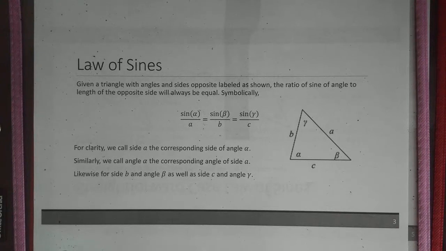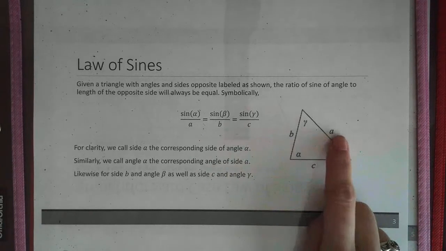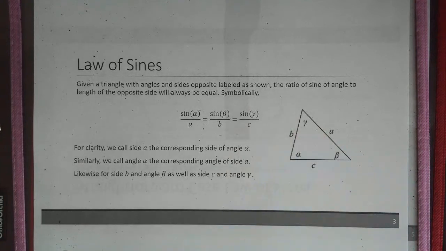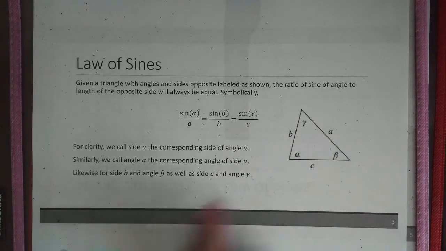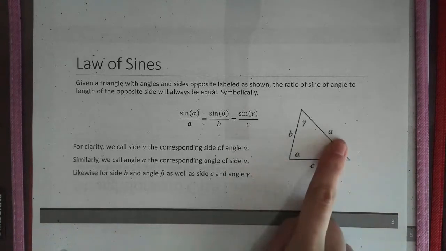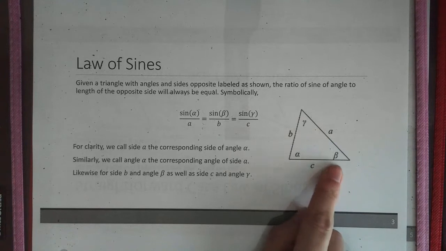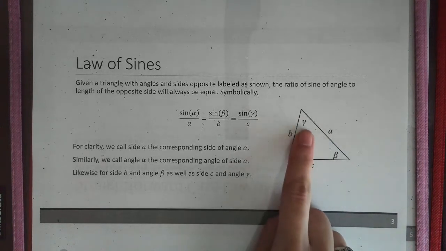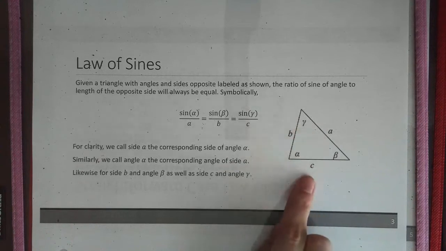You'll see we have a triangle here with side lengths A, B, and C. And then we have the opposite angles from those sides labeled. So with this in mind, the sine of angle alpha over side A, which is opposite from it, is equal to the sine of angle beta over side B, which is opposite from it, which is equal to the sine of gamma over C, which is the side opposite of it.